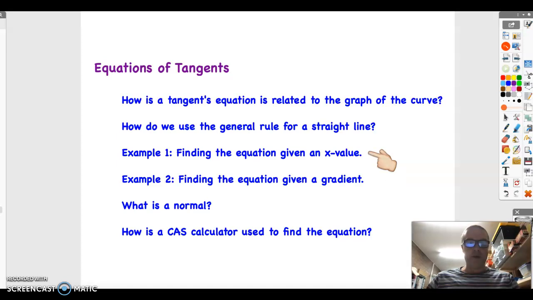We're going to find the equation of a tangent given an x value, and we're going to find the equation of a tangent given the gradient. We'll have a bit of a discussion about what a normal is, although I won't do a specific example for a normal, and at some stage in this lesson we'll have a quick look at the CAS calculator and how that is used to find the equation of a tangent.